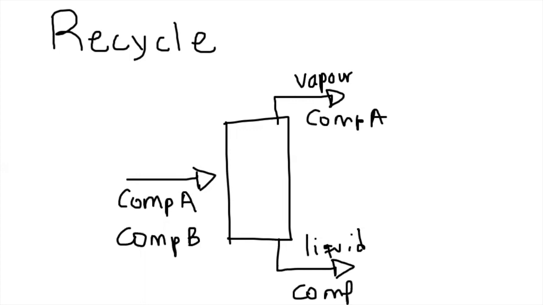And sometimes it is important for us to recover more of component A from the stream. Let's say that for the stream at the bottom, we want to recover more. So we can do a recycle. We can state that we're going to introduce once again more of this component into the feed, and then we can recover or recycle. And it is important for us to understand when it is important to recycle.